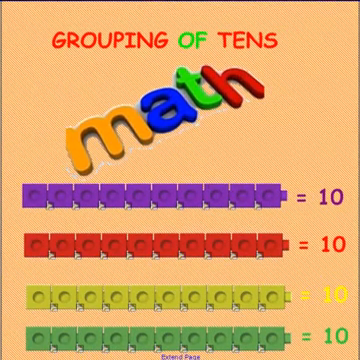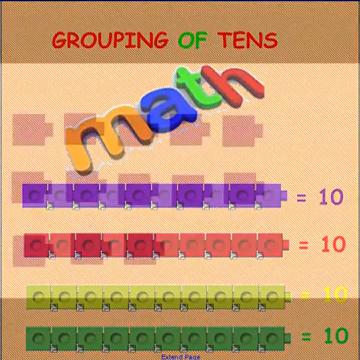This is an interactive video on grouping of tens. In this video, what we're going to do is show you how to regroup or take individual blocks and make them into one group of 10. For example, we have 1, 2, 3, 4, 5, 6, 7, 8, 9, 10, 11, 12, 13. What we want to do is make one large group of 10 and see how many are left over. Here's how we do that.